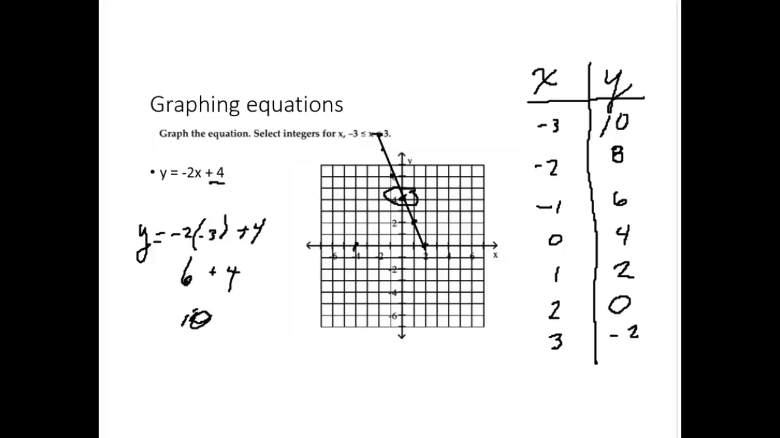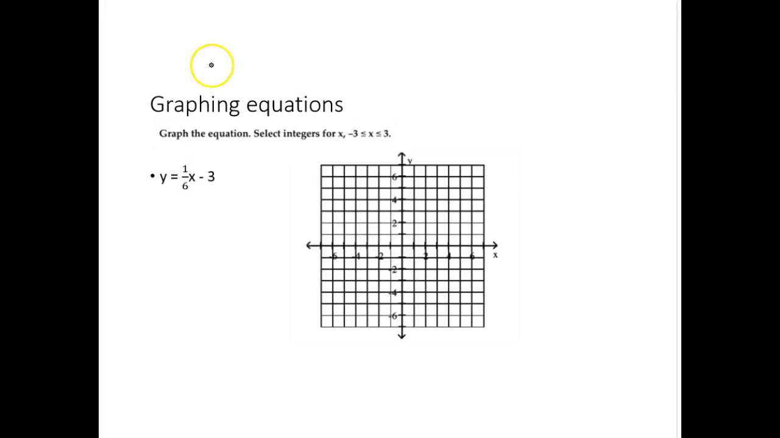Let's look at another one of these. These are not bad. If you just want to plug and chug the points, that is fine. These are generally multiple choice questions. y equals 1/6 x minus 3. All right, let's take a look at this one. First of all, we're going to be doing this for negative 3 to positive 3. So negative 3, let's put my x here, my y here.